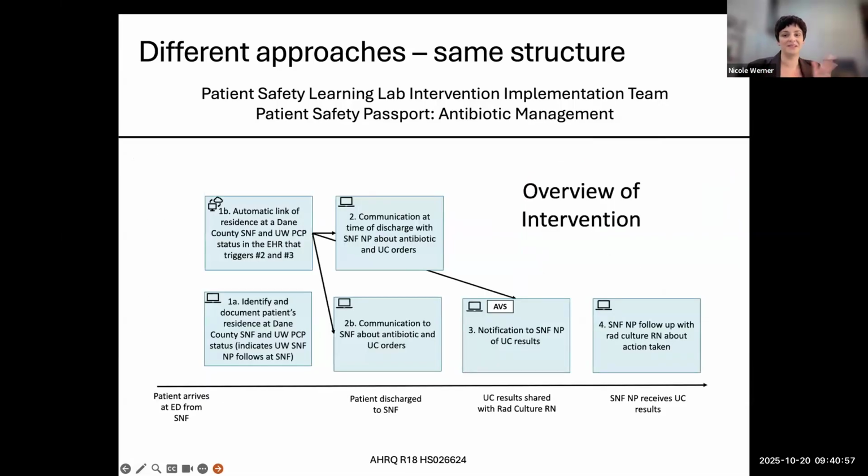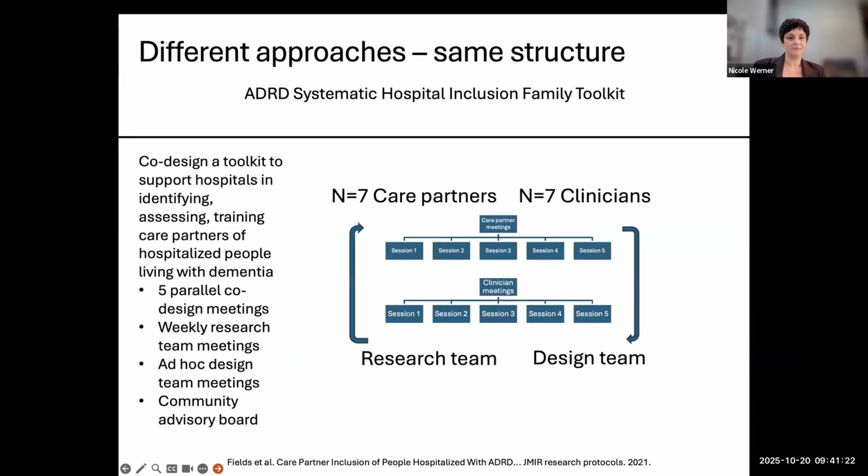And then the intervention we created was completely in the electronic health record, where we were able to automate communication so that the SNF providers could actually get information about patients that were seen in the emergency department, which sounds like something that should actually happen, but it didn't go to the right person, turns out. So that was how we got that implementation going.